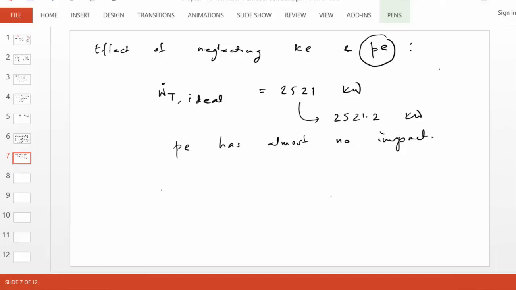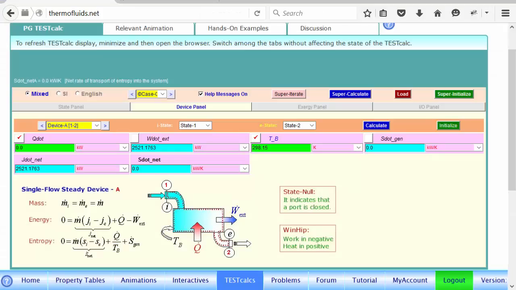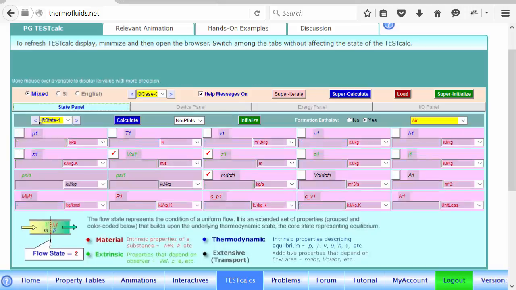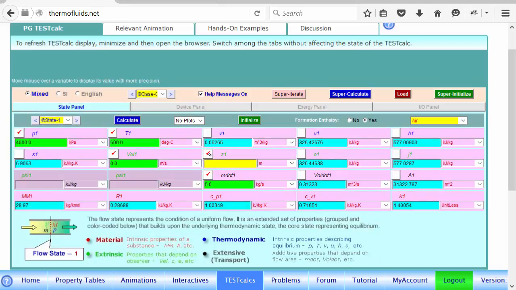Okay, let's try now the kinetic energy. Again, we are going to go and first we get rid of the potential energy.